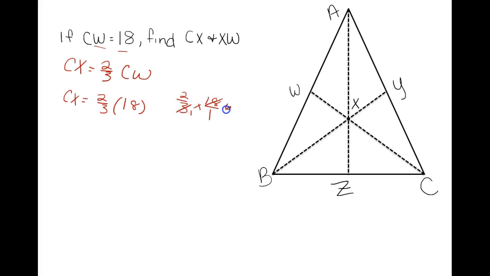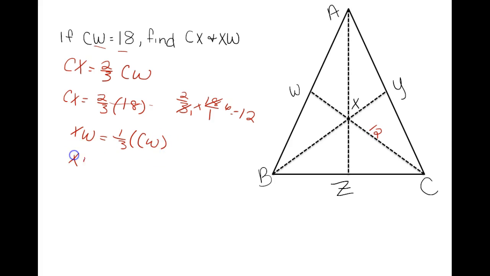3 goes into 18 6 times. So I have 2 times 6 is 12. So from C to X, from here to here, is 12. So 2/3 of the segment is 12. All right, I also know that if 2/3 is 12, I need to find out what 1/3 of this segment is as well. I could say XW is 1/3 of CW.